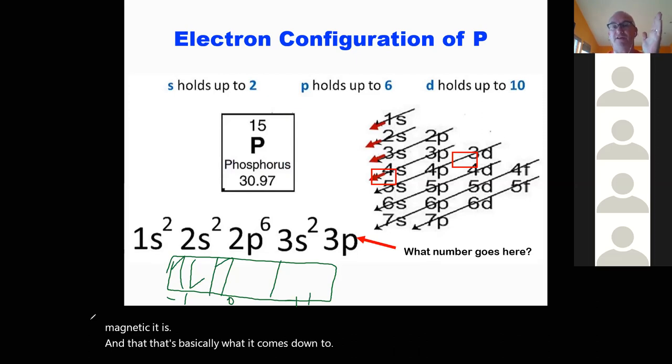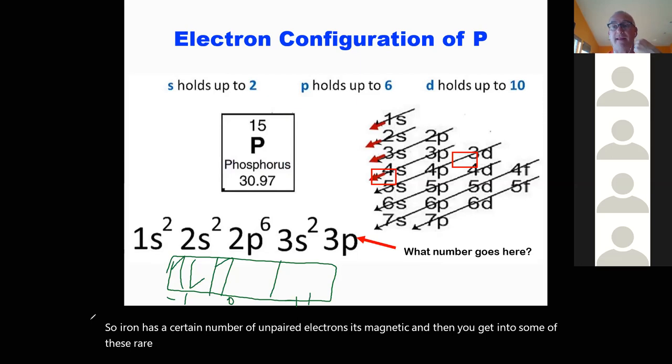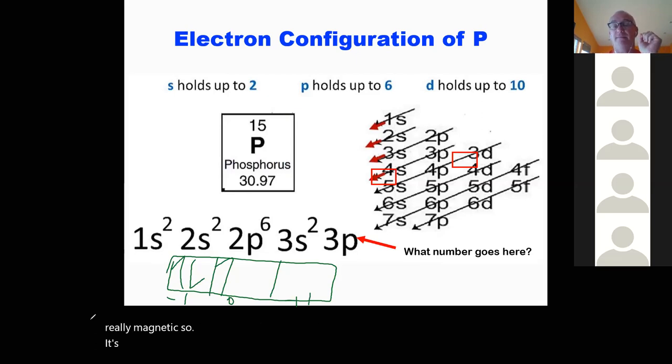So iron has a certain number of unpaired electrons, it's magnetic. And then you get into some of these rare earth metals like niobium, they have a lot more unpaired electrons and they're really magnetic. So it's basically unpaired electrons all spinning in the same direction, which leads to magnetism.